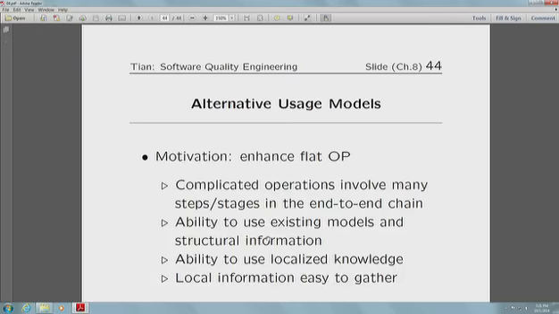Okay, so that's their case study. I'm not going to go through it. You can read through it in their book yourself.